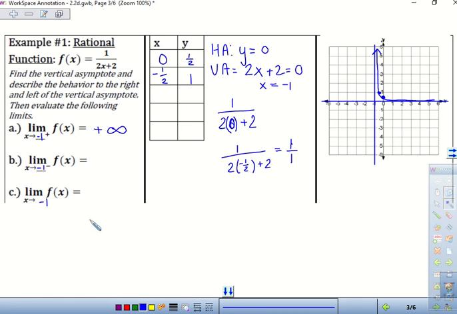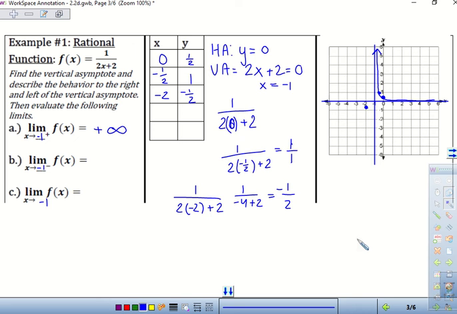Does that tell us what the left side of the function is doing? No, we can't assume, so we have to go ahead and start plugging in points. So now you're going to do the same thing for the left side of your vertical asymptote. So the easiest point we could plug in is a negative 2, right? So we're going to plug in a negative 2. We get 1 over 2 times negative 2 plus 2. That gives me 1 over negative 4 plus 2, which is negative 1/2. So I also have a point at negative 2, negative 1/2. So that's down here.